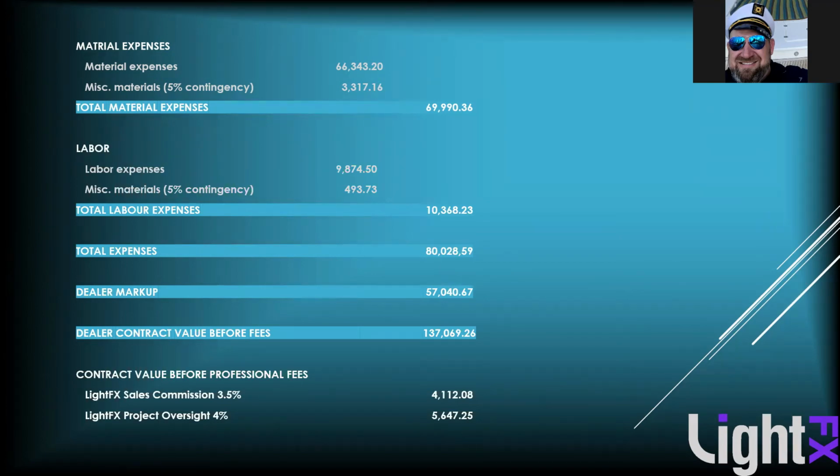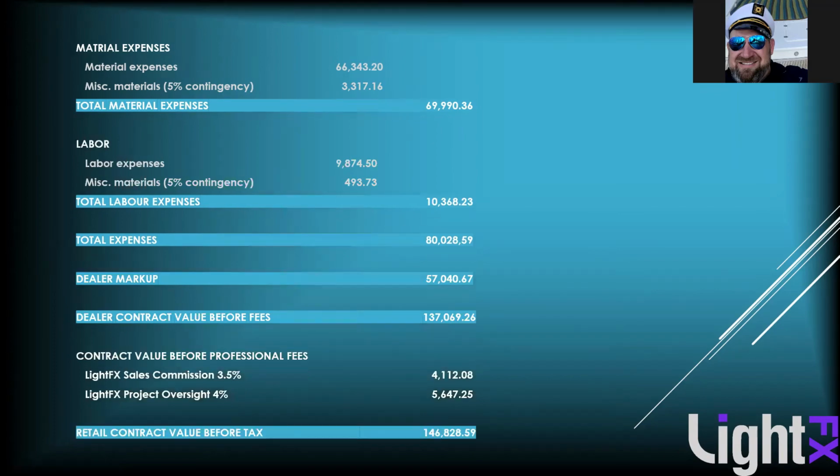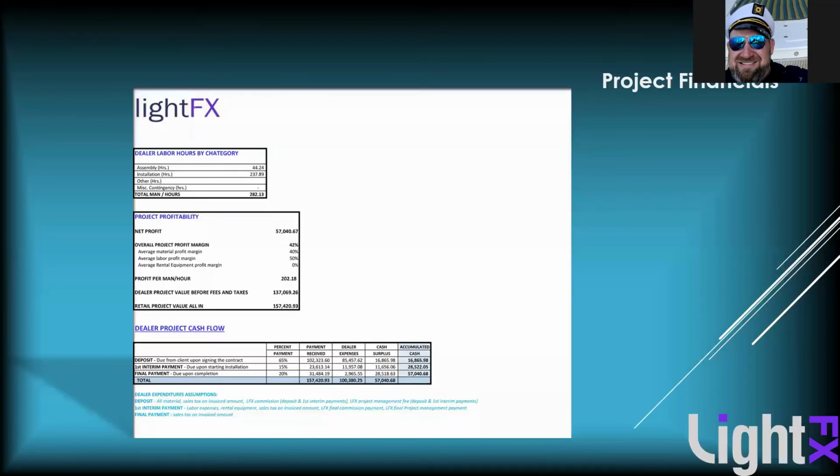On this project, the dealer wanted me to sell the project and also do the project oversight, so it was 3.5% of the dealer contract value to sell the project, and the project oversight is 4%. But this is on top of the margin, so it's not coming from your margin. It gets added to the contract value. Essentially, it's built into the price of your proposal. So all these services that I've just shown you cost you absolutely nothing.